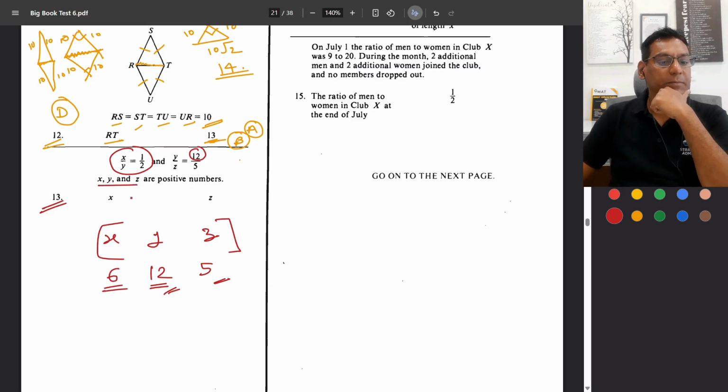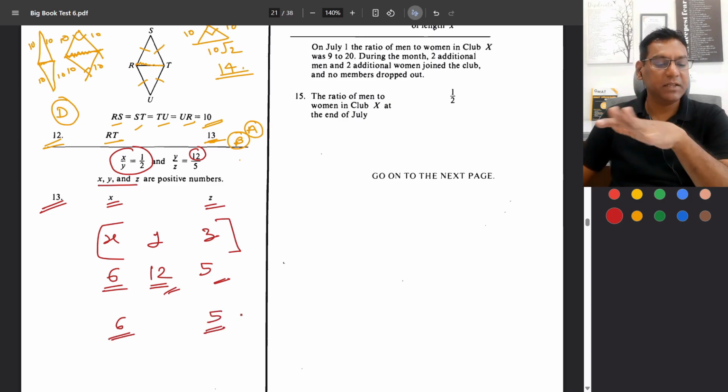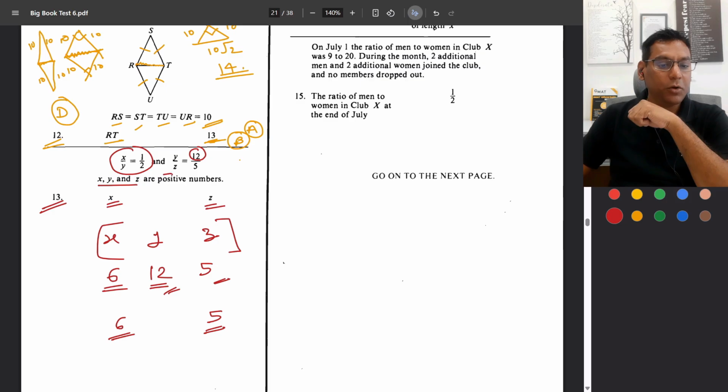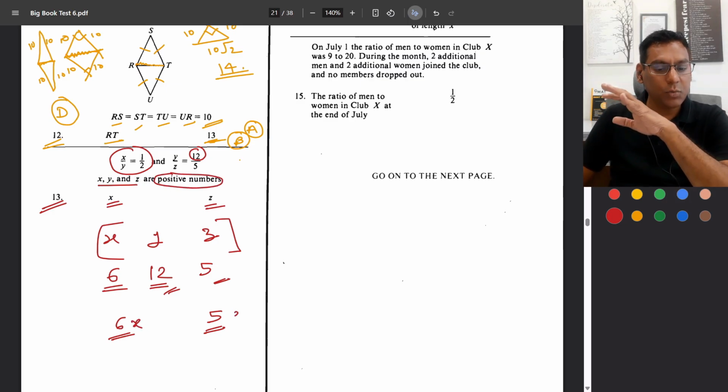x, y, z are positive numbers. Now, x versus z. So x is going to be 6 units when z is 5 units, 6x and 5x, that kind of thing. They are all positive, so I don't have to worry about negative numbers. So 6x is always going to be bigger than 5x for positive numbers. So the answer is going to be A.